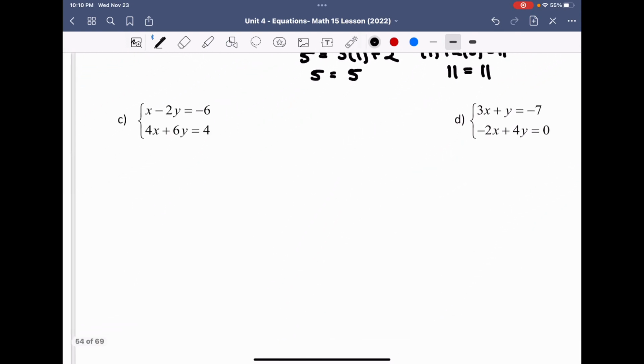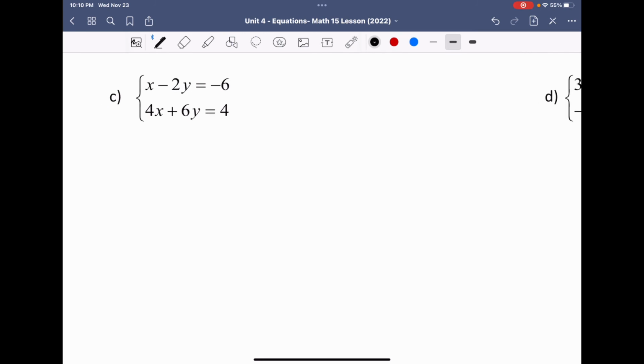All right, now we go down to C. Our life is a little more difficult with these ones because we don't have a variable isolated. So what we have to do is we have to go between equation 1 and equation 2, which variable has a coefficient of 1. And what you would do is you would correctly identify that x here in the first equation has a coefficient of 1. So this is going to be the equation that we isolate a variable for, x minus 2y. So we're going to go x minus 2y is equal to negative 6.